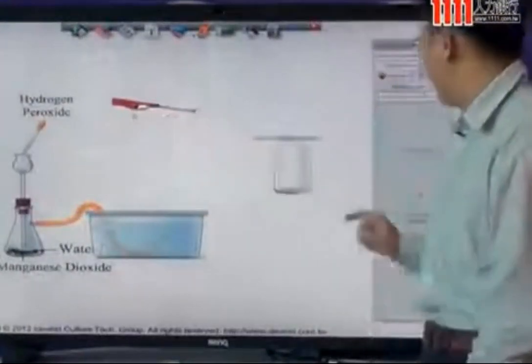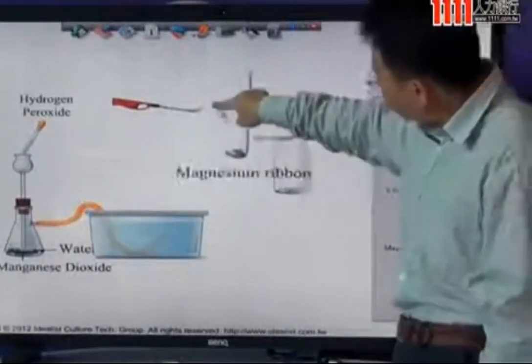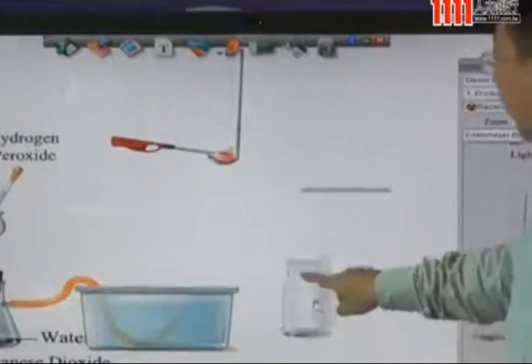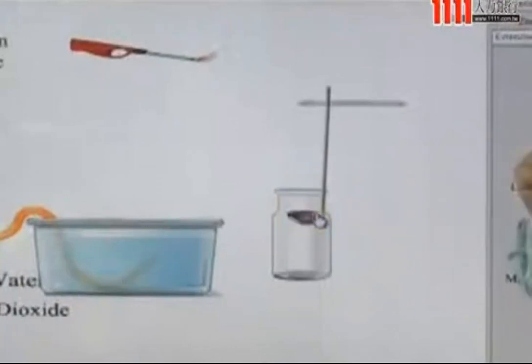First, take out the lighter. Next, burn the charcoal powder, magnesium ribbon, and steel wool to test if the oxygen in the bottle supports combustion. And this is how we test for oxygen.